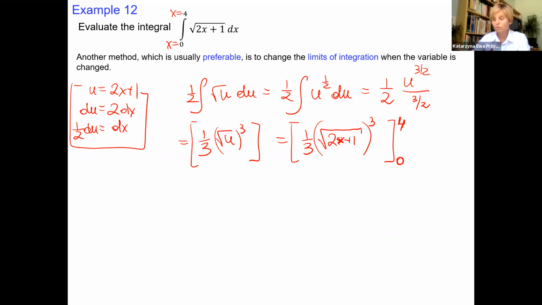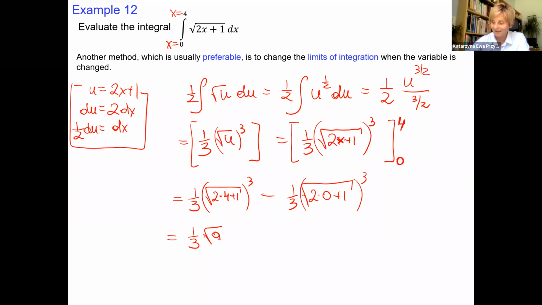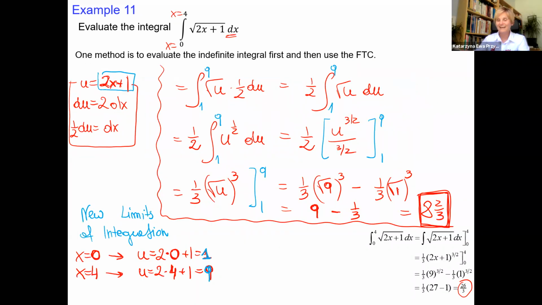But you may notice we're not putting 0 and 4 as soon as we have u. We have to find new limits if we would like to put them, but we can keep it without the limits. And now let's substitute. Substituting 4, 2 times 4 plus 1, and substituting 0, 2 times 0 plus 1. Of course, subtracting. This will be 9, and this will be 1. Yeah, you can see it's the same thing, 9 and 1.